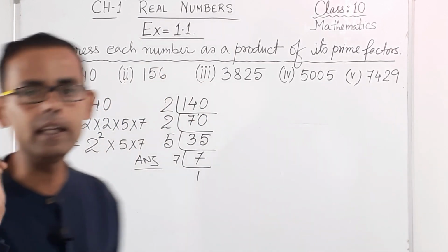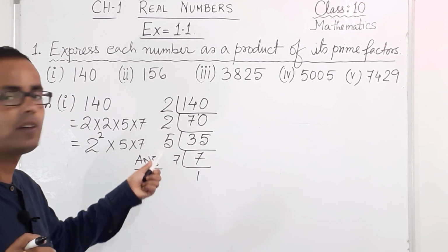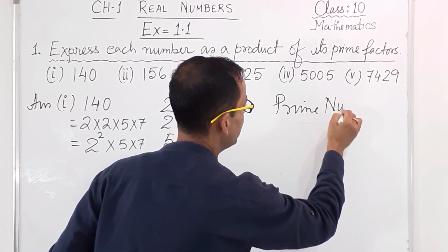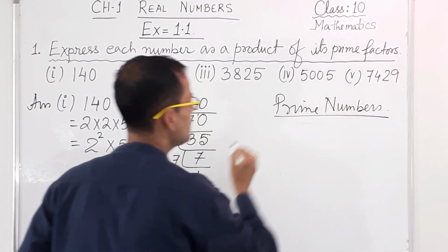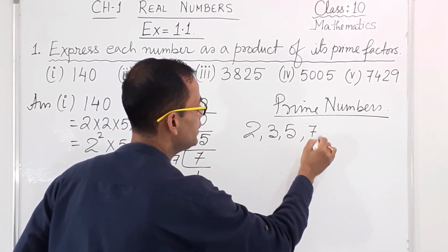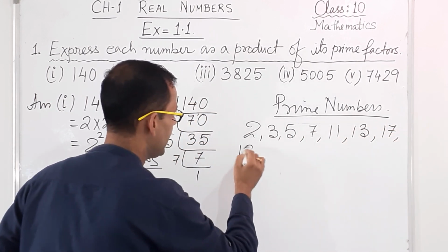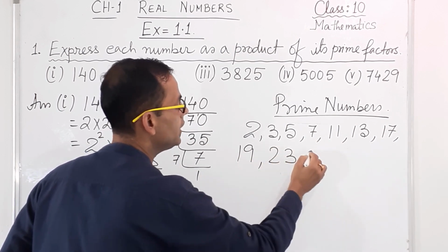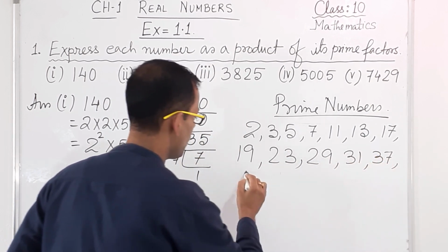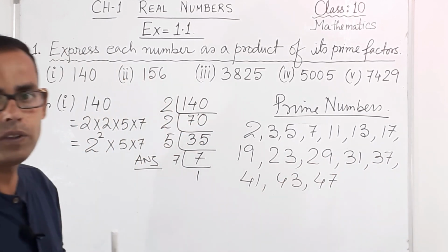Now you will be thinking, these prime factors, these prime numbers, how are you taking 2, then 5? So you have to know about the prime numbers. Now, which are the prime numbers? The first one is 2, then 3, then 5, then 7, then 11, then 13, then 17, then 19, then 23, then 29, then 31, 37, 41, 43, 47. At least up to 50 you must know.